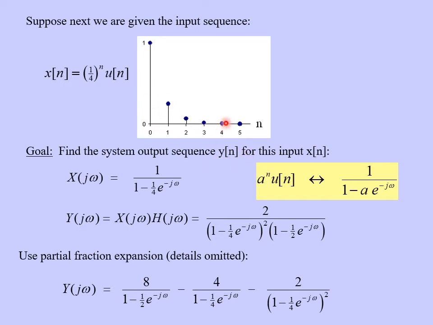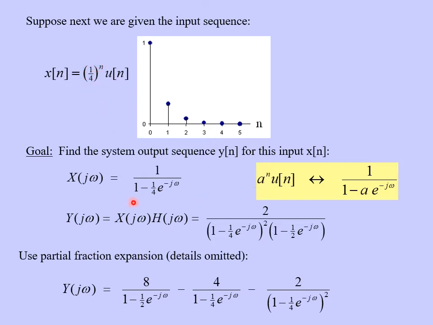So remember in chapter 2, we would have used convolution to find the answer, but now we're going to find the output using our frequency domain methods here without using convolution. So to do this, let's find the Fourier transform of this x of n right here. And again, we're just going to use this same Fourier transform pair that we've been using over and over in this chapter, and we can immediately write that the Fourier transform X of j omega is equal to 1 over 1 minus 1/4 e to the minus j omega, because a is obviously equal to 1/4, as shown right up here.